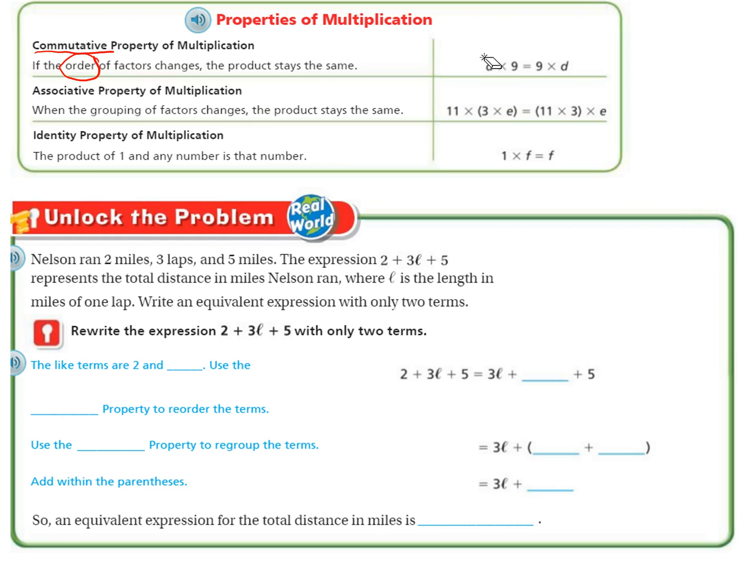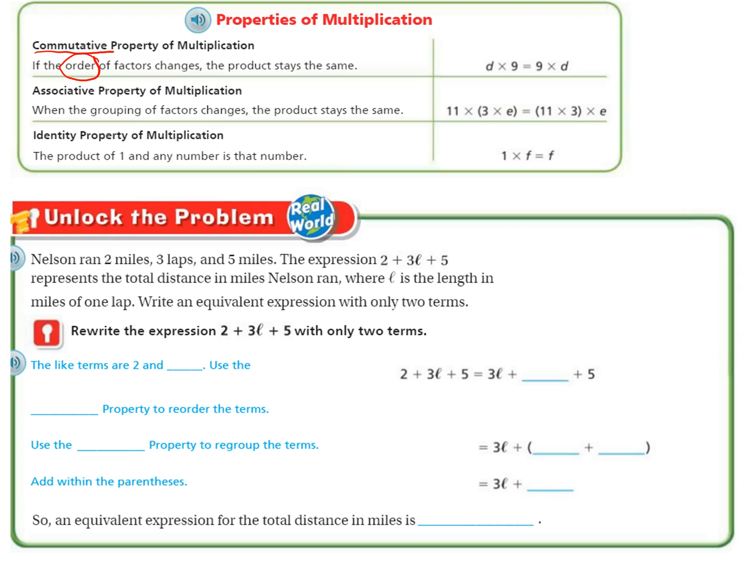Okay, so again, these properties you're learning about are only true of addition and multiplication. You can't apply these to subtraction. Okay, you can't apply these to division because in both of those the order matters.